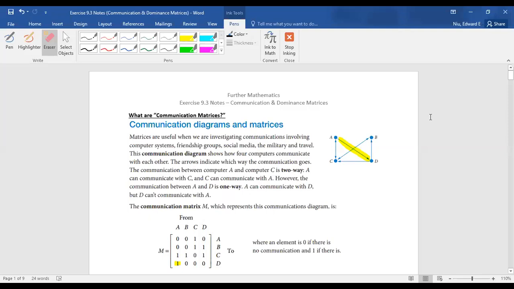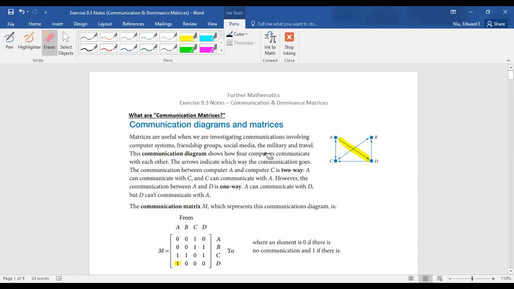Today we're going to take a look at exercise 9.3, which is on communication and dominance matrices. Now, all communication diagrams are basically a way to show the connection between different points, different cities, could be computers, could be people. Now, we're not going to talk about dominance matrix today. We're going to talk about that on Thursday because once you understand communication, the dominance matrices are quite straightforward.